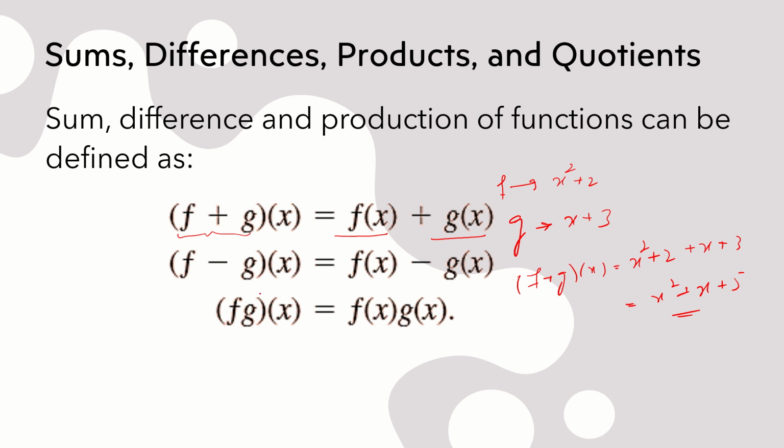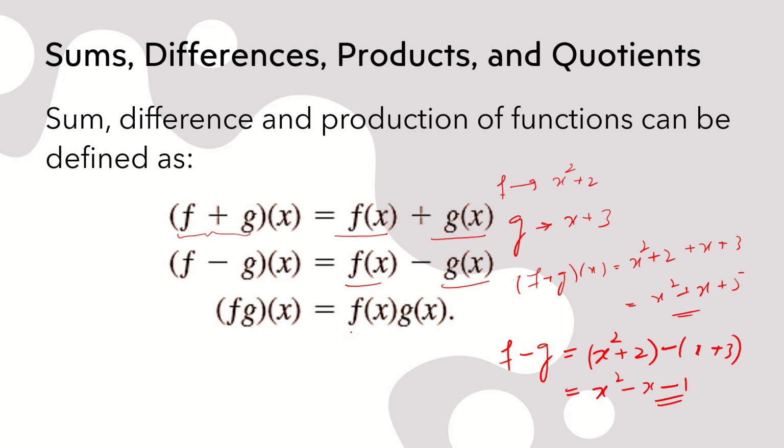Similarly, if you want to take the difference of these functions, it's the algebraic difference of the functions f of x and g of x. If you consider the same example, in this case f minus g will be x squared plus 2 minus x minus 3. So in this case you would say x squared minus x and plus 2 plus 3, that would give you 5. So the difference of these two functions will be x squared minus x plus 5.